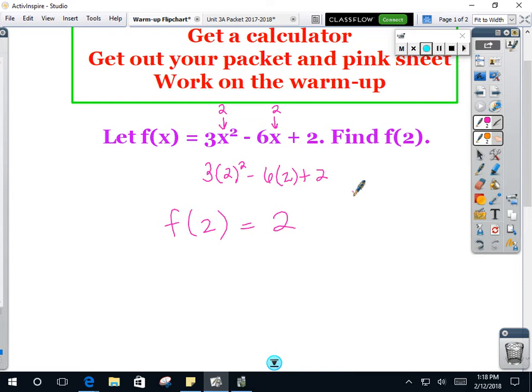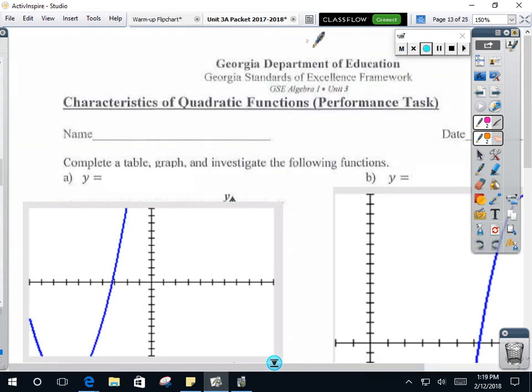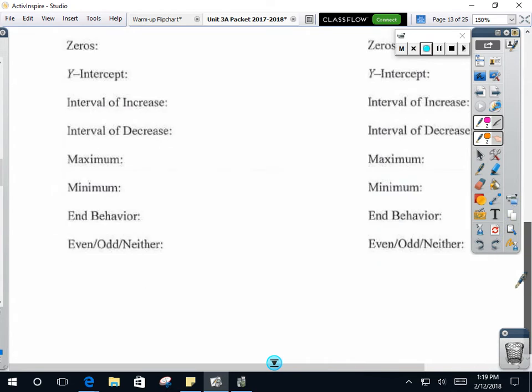Second quit. Okay, now I want you to turn in your packets. I believe we're still on page 9. Shh, guys, get quiet.